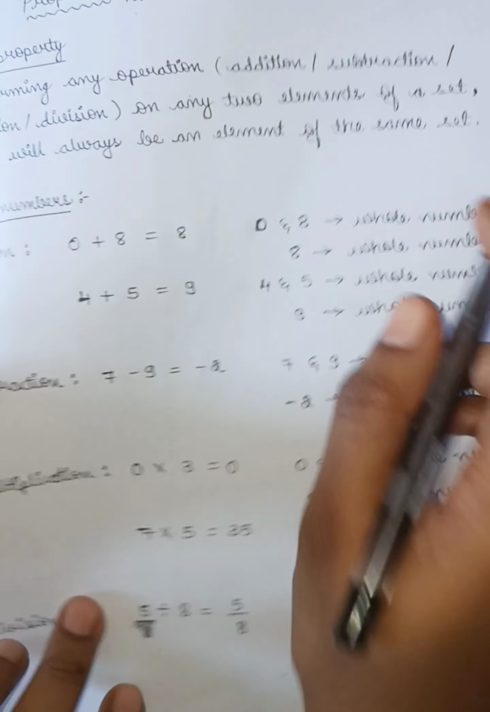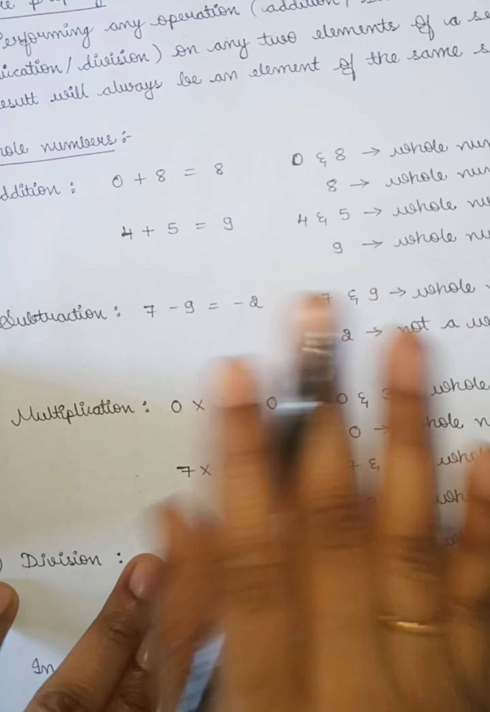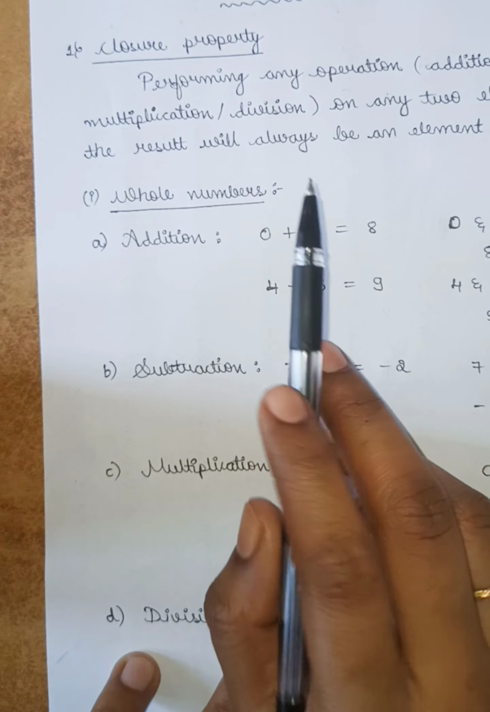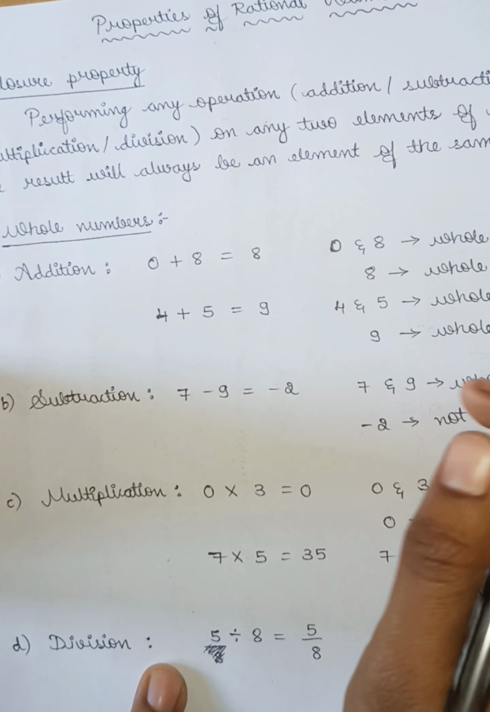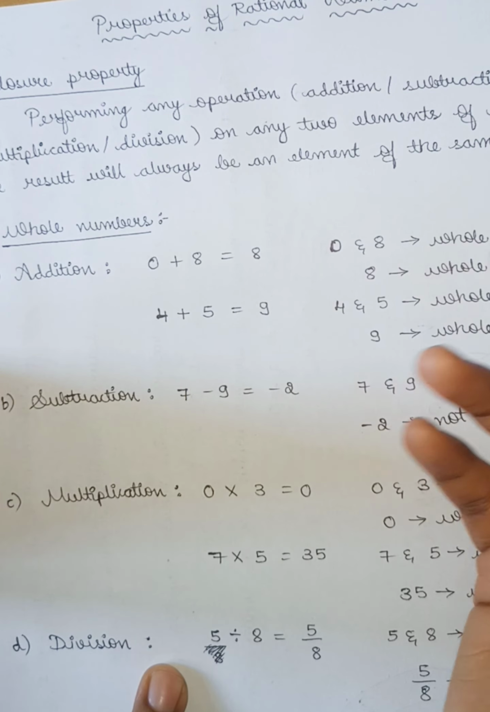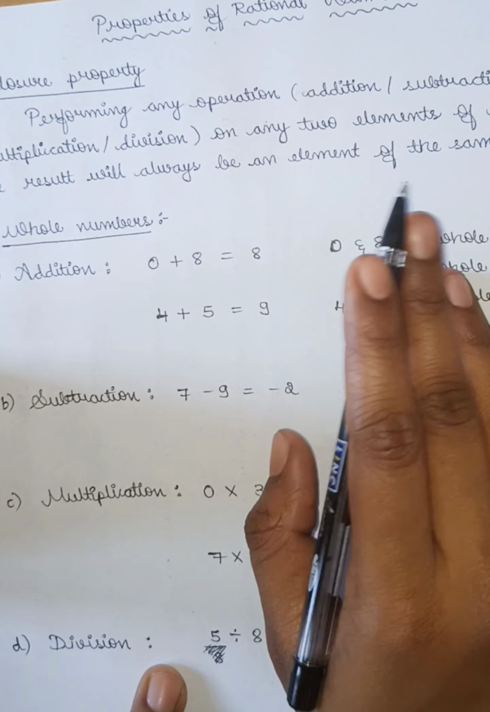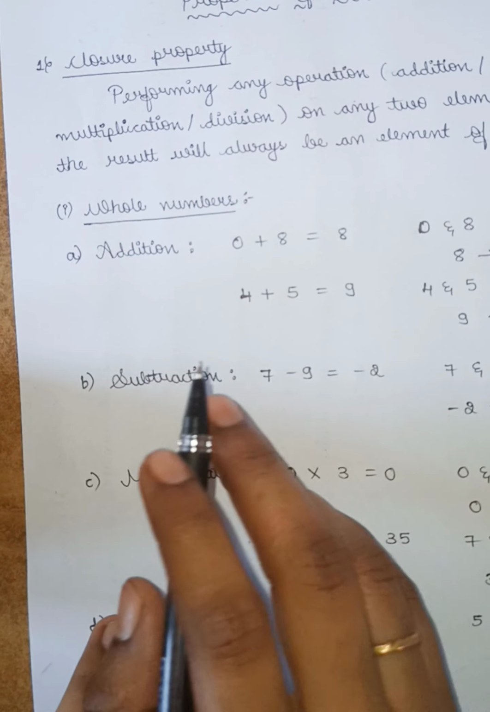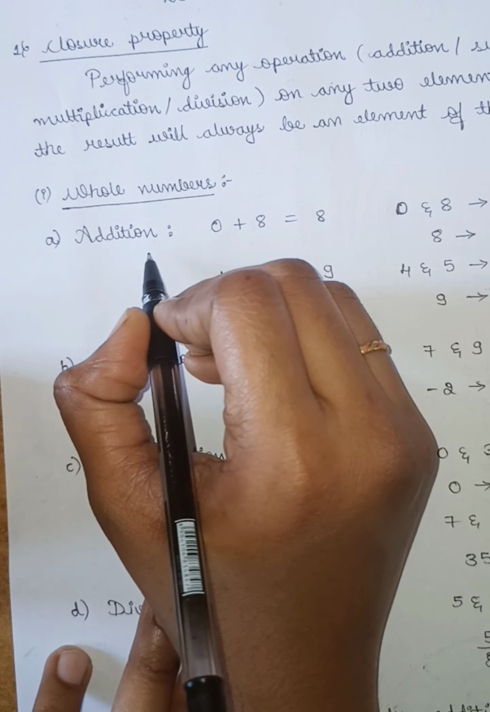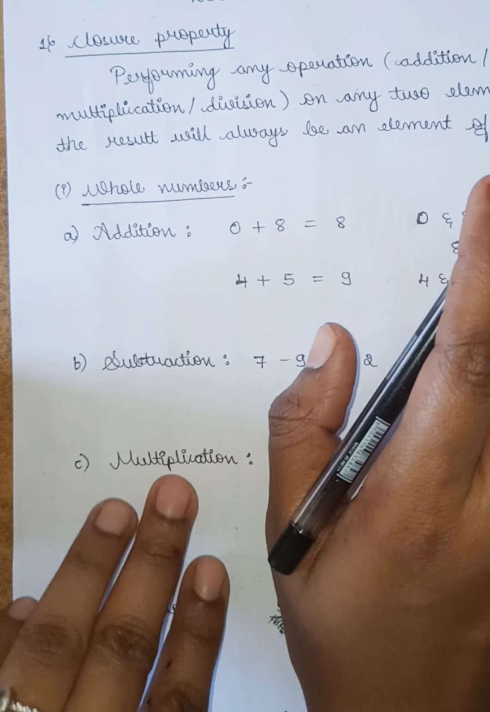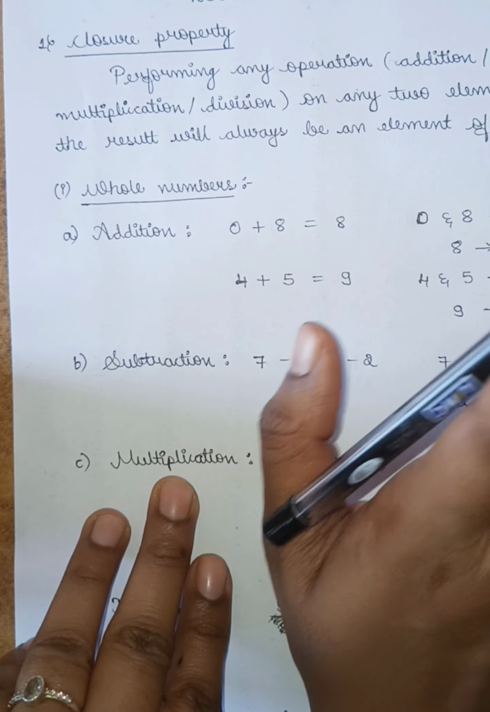Here, set means the natural number set, whole number set, integer set, or rational number set, any of that. So, performing any operation like addition, subtraction, multiplication, or division on any two natural numbers will result in a natural number. Then it satisfies the closure property. So, let's check the whole numbers first. First, addition. If we add two whole numbers, is the sum a whole number or any other number?